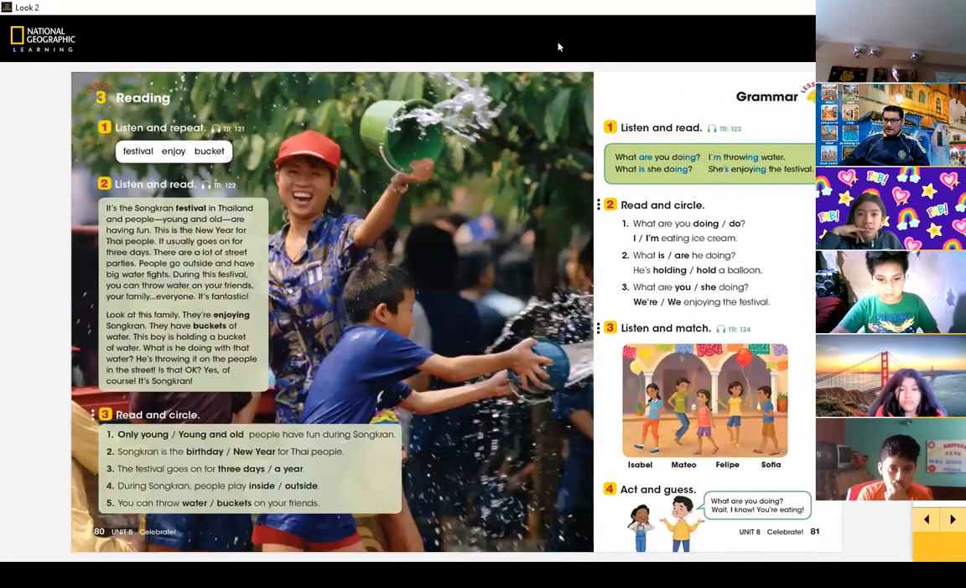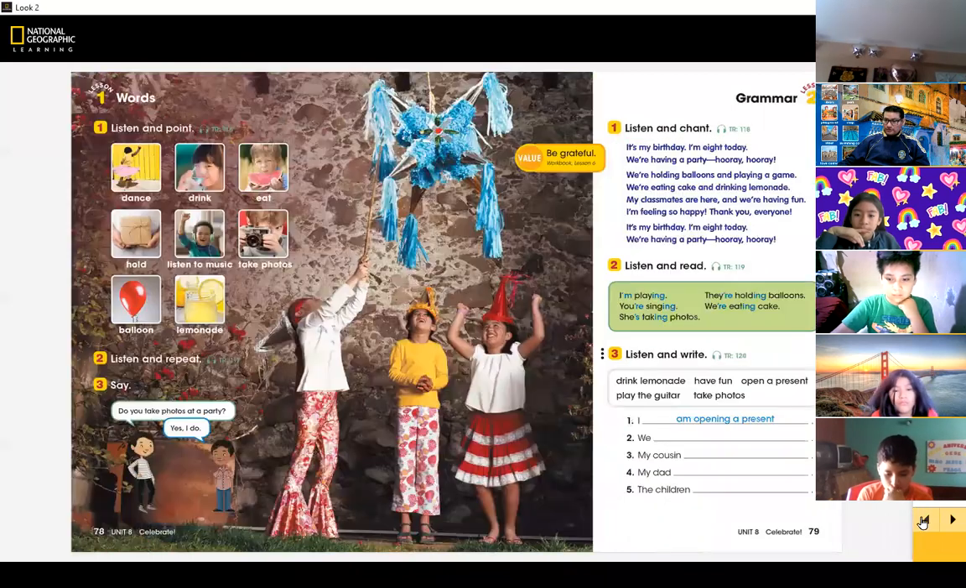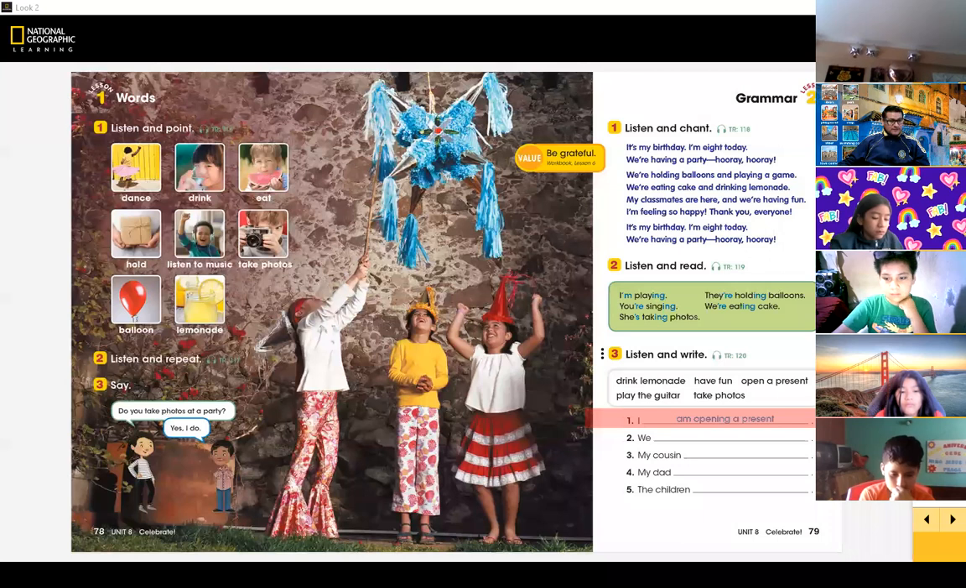Here is the present continuous. What are you doing? I am throwing water. She's enjoying the festival. I'm eating ice cream. He is holding a balloon. We are enjoying the festival. I am playing. You are singing. She is taking photos. They are holding balloons. We are eating cake. I am opening a present.